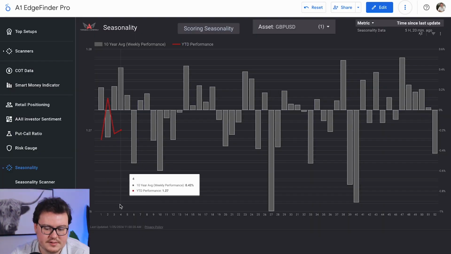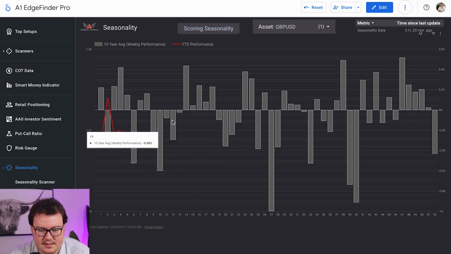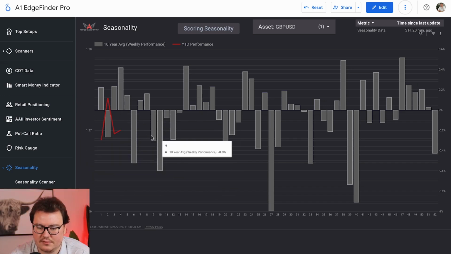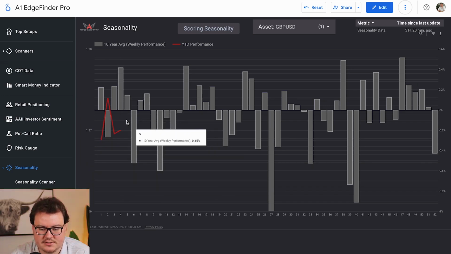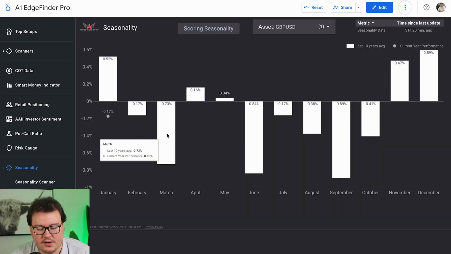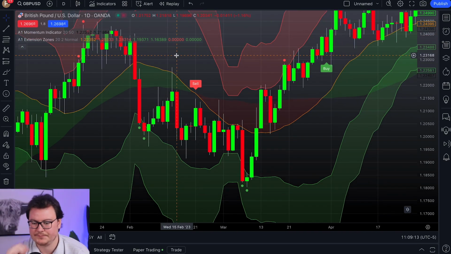That adds up with what we see here on the weekly. First couple weeks of the year after we get through February, usually not good for pound dollar. February and March. This is about February and March right here. Monthly, February and March, historically not great for pound dollar. Let's go on to March.